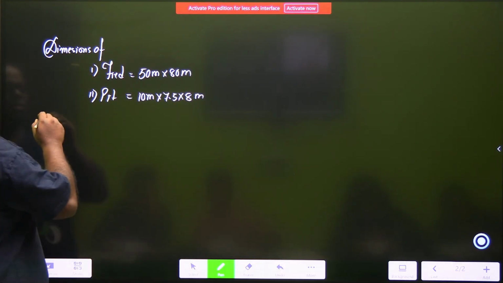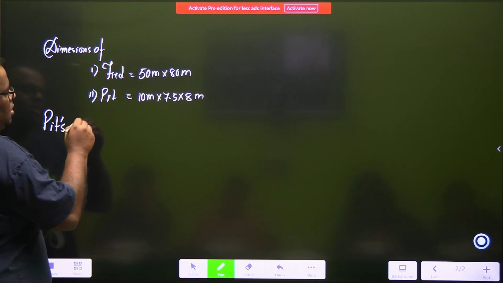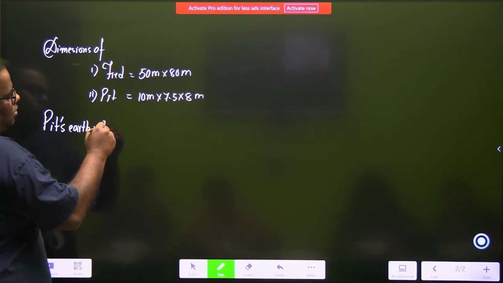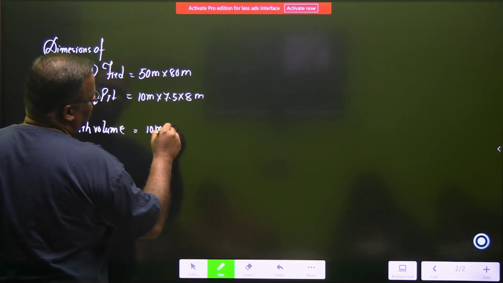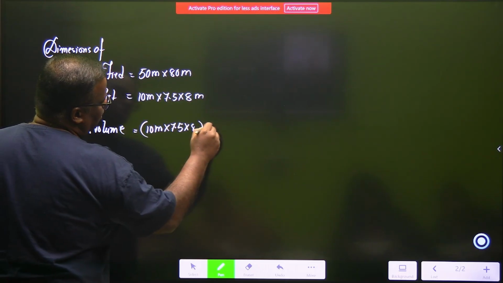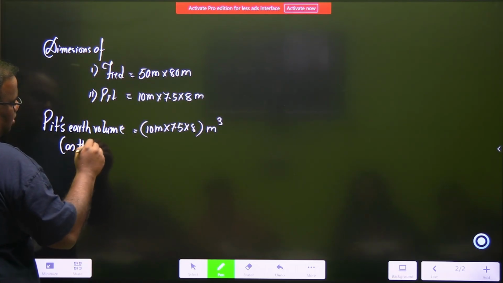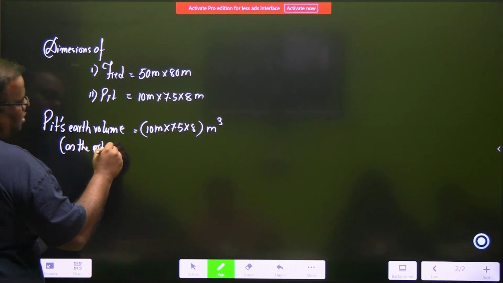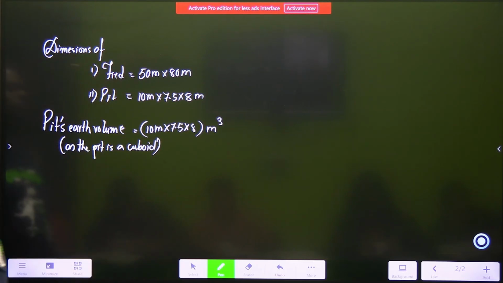So you can write out pit's earth volume will be equal to how much? 10 meter into 7.5 into 8 meter cube. And you write here, as the pit is a cuboid. Who gave you the right to use that formula? Because the pit is a cuboid. That much is done.